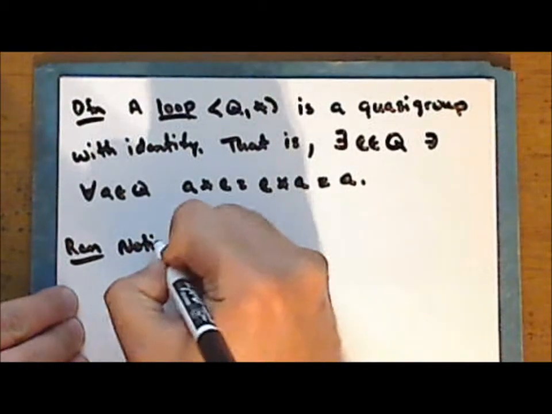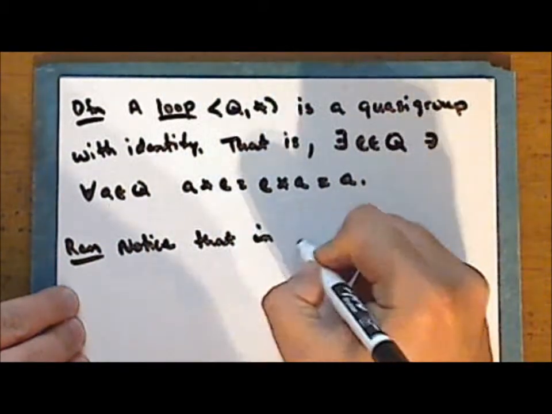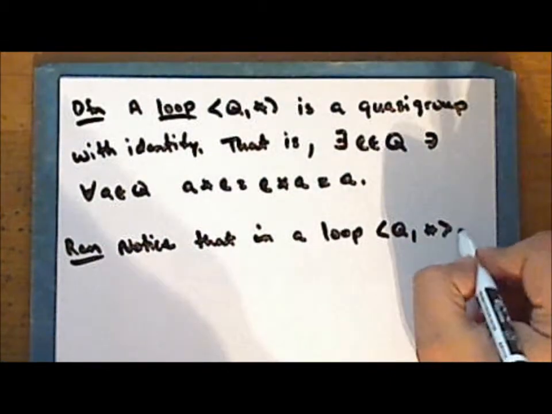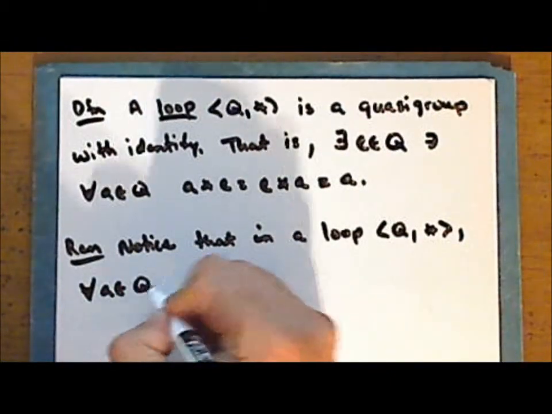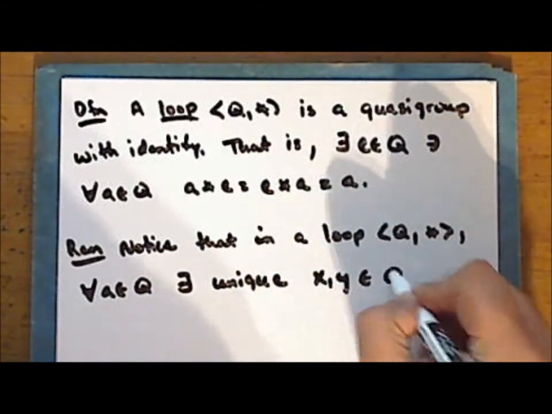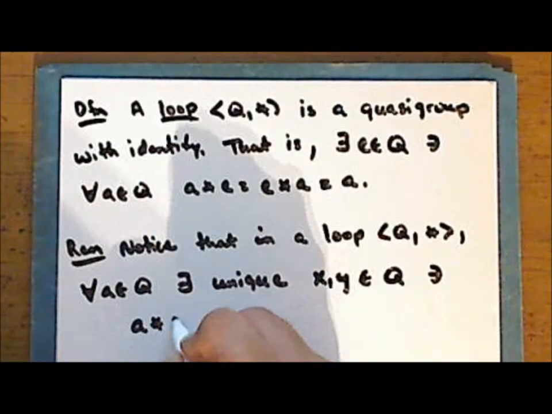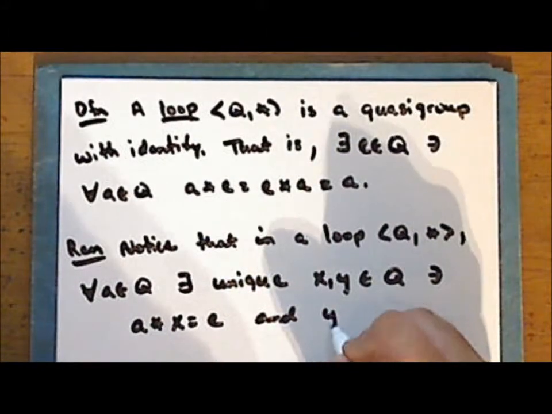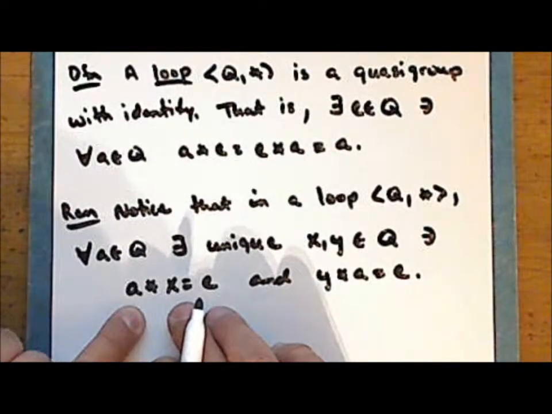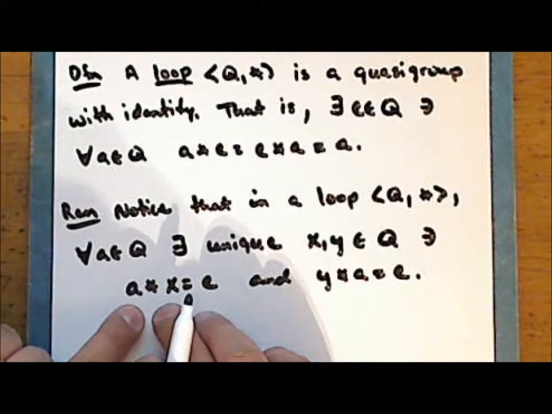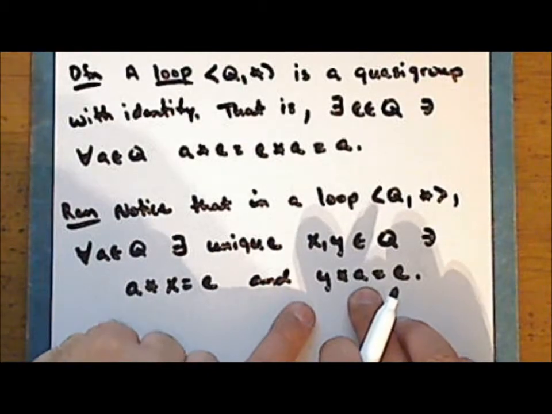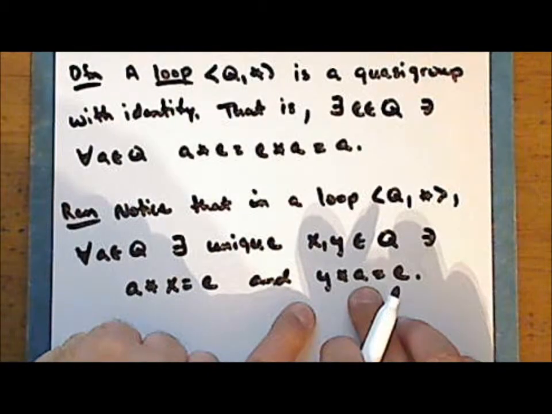So notice that in a loop, for every element A in the set Q, there exist unique elements X and Y in the set Q, such that A star X gives identity and Y star A gives identity. Now, we often say that this equation on the left means that there exists a unique right inverse for the element A, and that the equation on the right means that there exists a unique left inverse for the element A.